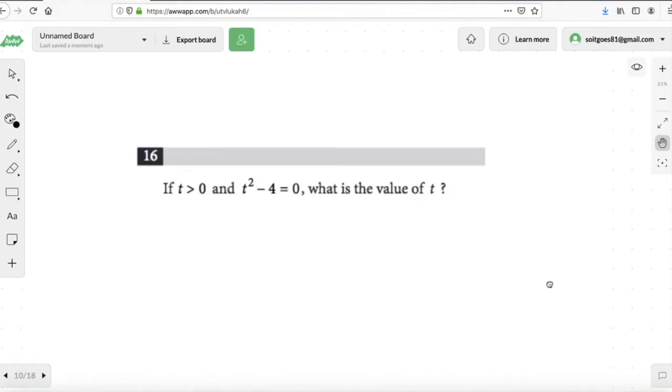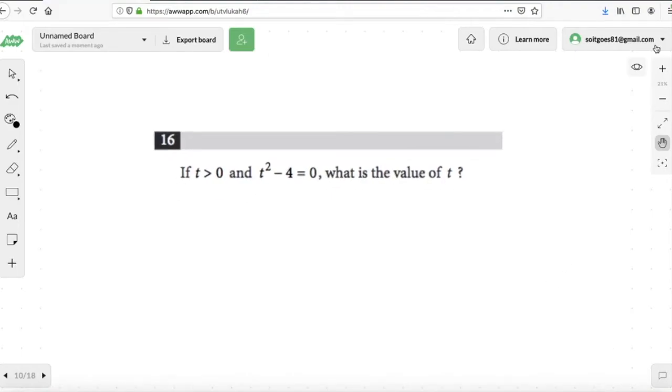I love this question. It's one of my favorites of all time on the SAT. Go ahead and read this for me. I think it's Juliana. Juliana, read number 16 for me, please. If t is greater than, if 0 is greater than t.